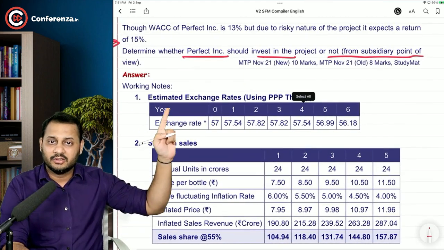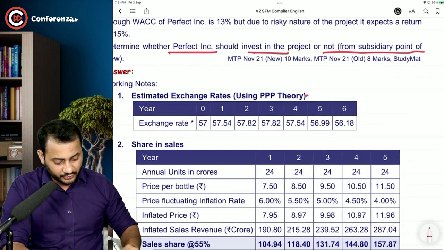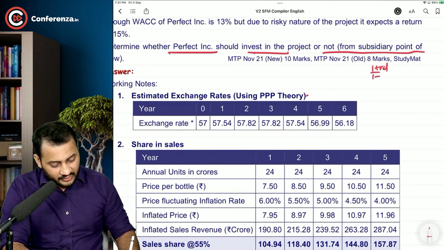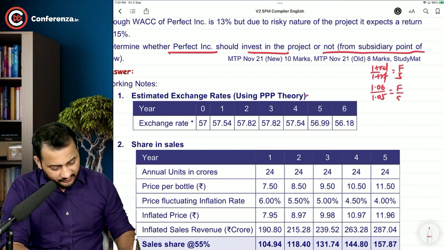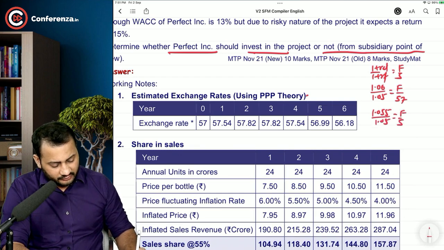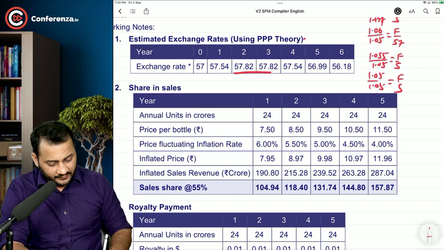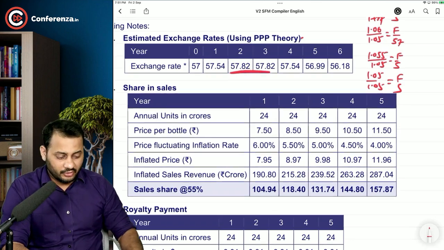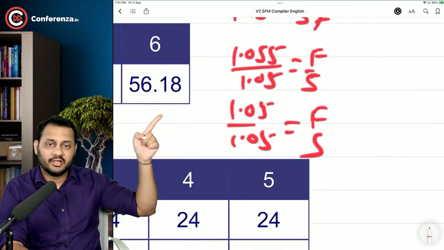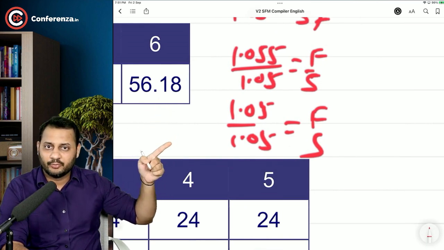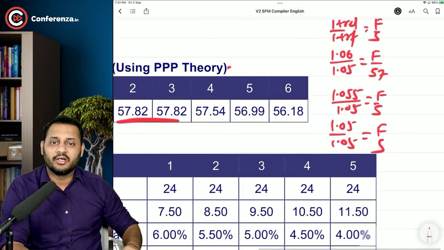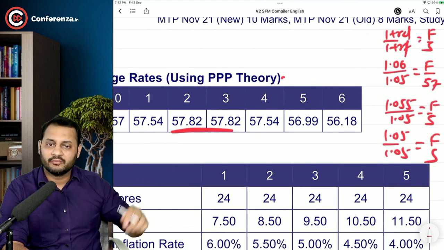So we are going to calculate the exchange rate using purchasing power parity theory. Let me just show you how we can do that. F by S equals (1 + RD) / (1 + RF). But please understand, in the first year you will take 6% and 5%, and S will be 57. In the second year you will take 5.5% and 1.05. In the next year you will take 1.05 divided by 1.05. So you can see in the third year the rates are the same, because by decreasing 0.5% the numerator and denominator become the same, like 1.05 divided by 1.05, so that's 1. So spot rate will become the forward rate for that year. See, 57.82, 57.82. That is what is happening.